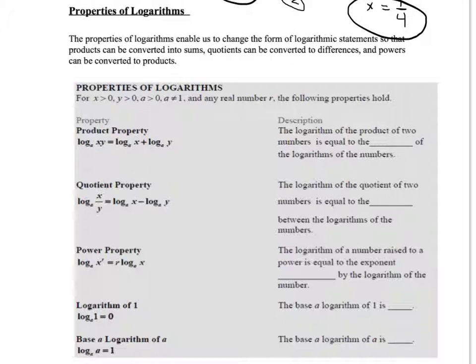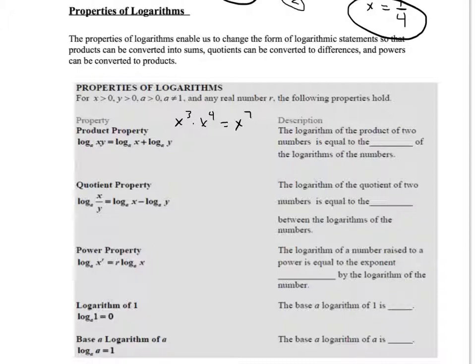The first one is the product property. Now, before we actually read what it says about logs, let me illustrate what that looked like in exponential form. It meant if we had x to the 3rd times x to the 4th, that would equal what? X to the 7th, because what did we have to do? If we were multiplying and bases were the same, that meant we would add exponents.